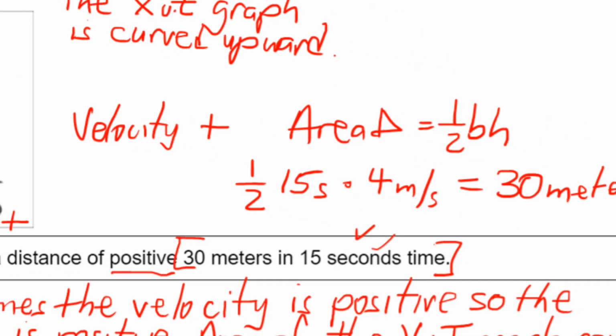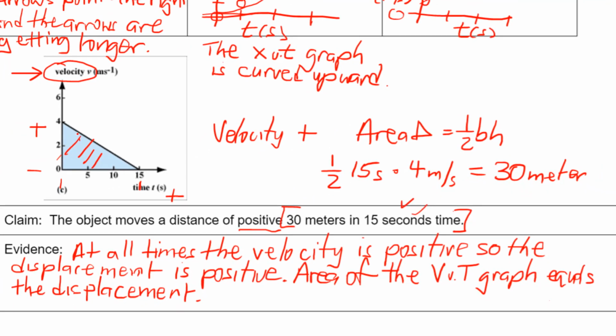It's above the x-axis, so the area between the x-axis and this line, or if we want to be fancy, the area under the curve, is a positive 30 meters. And here I have it: the area is equal to positive 30 meters. You can use similar reasoning to complete the other claim and evidence statements for page 15 and 16.